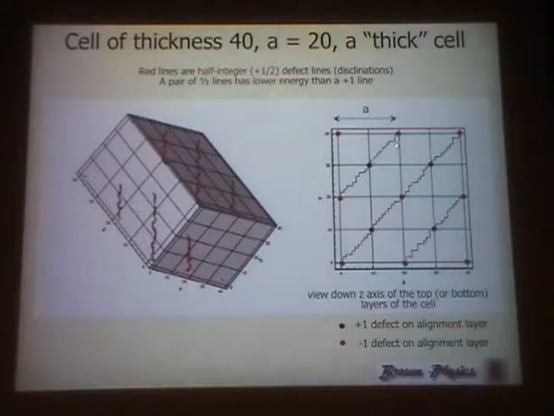So here's an example of what I'll call a thick cell, meaning that in the units of my cubic lattice, so 1 just means the spacing between 2 of these u vectors in the Lebwohl-Lasher model, for a cell of thickness 40, compared to A of 20. A is, like I used earlier, the spacing between the point defects in the alignment layers. I'll call that a thick cell, thickness greater than A.